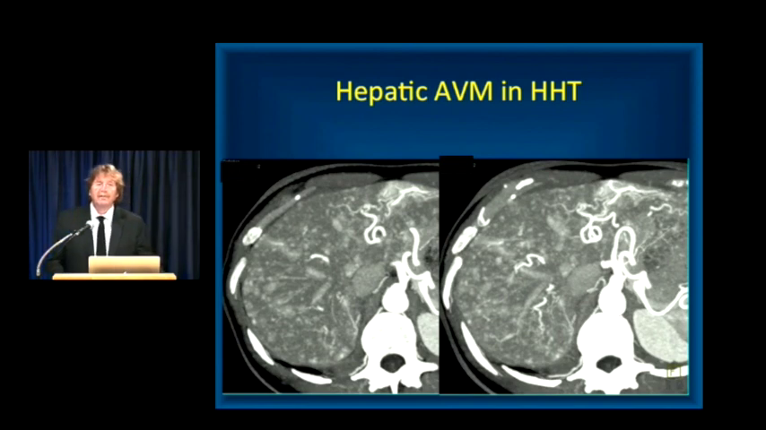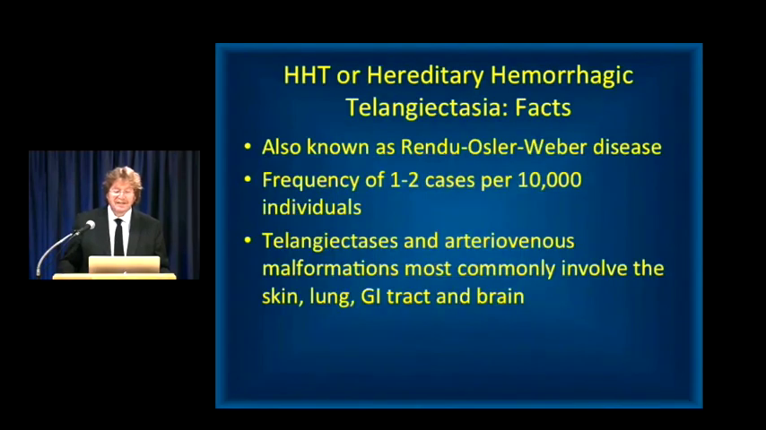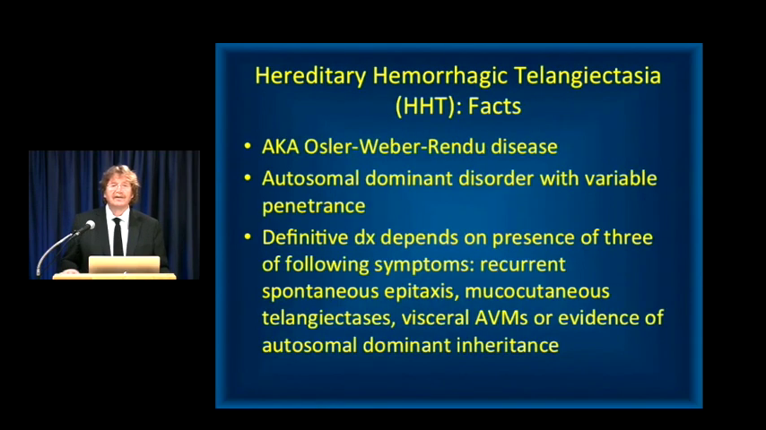But they also get hepatic AVMs, which are only seen typically in arterial phase imaging. Indeed, very, very impressive. When you go to venous phase, these lesions are basically gone. We talk about this disease also being known as Rendu-Osler-Weber disease. Telangiectasias and AVMs are most commonly in the skin, lung, GI tract, and brain, particularly the liver.